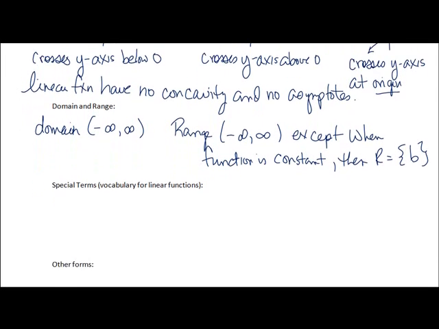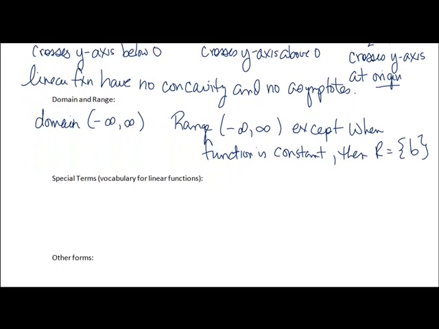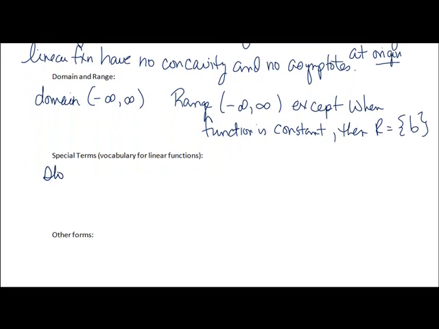Now, special terms. We've used words like slope, y-intercept. Okay, those are the two that come to mind quickly. Make sure that you remember to define those terms. And if you've already filled out the vocabulary section in part 1, chances are good you've got definitions for any of the special terms that you're going to come across.